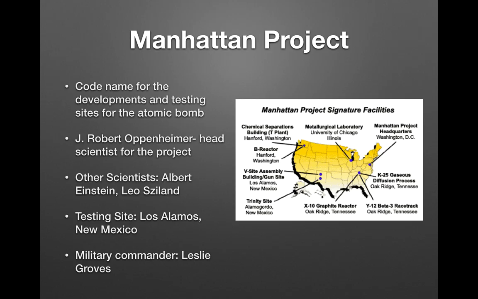Now, the code name for the developments and testing sites for the bomb was called the Manhattan Project. And you can see here there were so many places. There was a chemical separations building in Washington. There's reactors. There's a gun site in Los Alamos. There's the Trinity site where they test. There's the X10 graphite reactor in Oak Ridge, Tennessee. Another couple of things in Oak Ridge, Tennessee. A lot of big things going on in Oak Ridge.